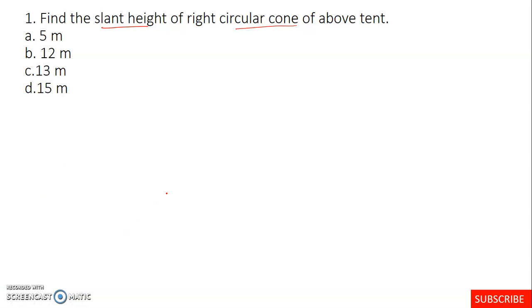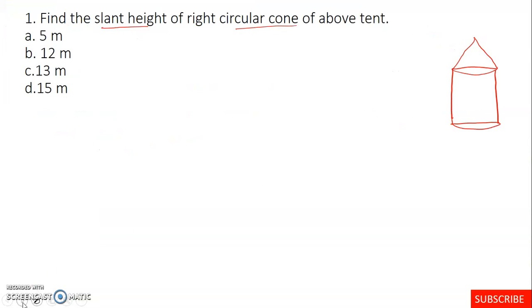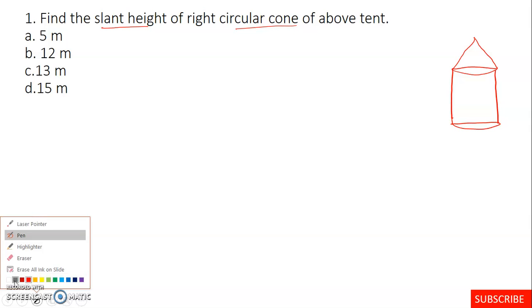Let's draw the diagram. According to that situation, we should draw a tent. The bottom part should be a cylinder and the upper part should be a cone. This is the corresponding diagram: the bottom part is cylindrical in shape, and the upper part is in the form of a cone. This is the model diagram for this tent. Now we have to write the measurements.